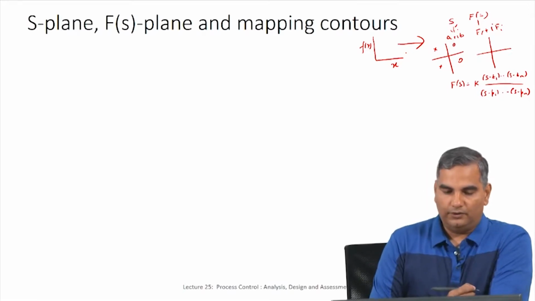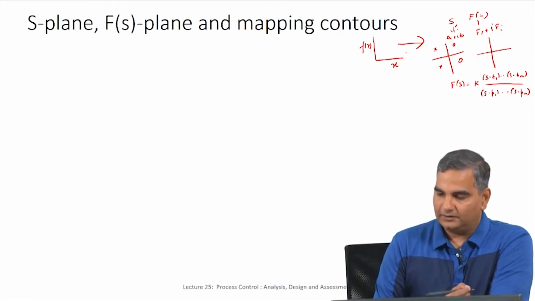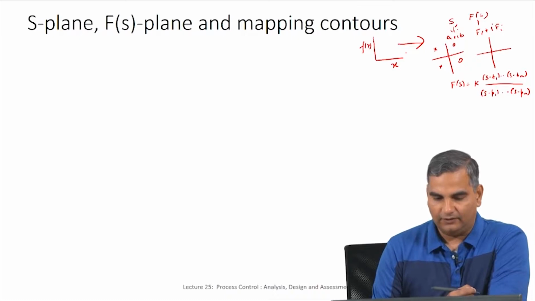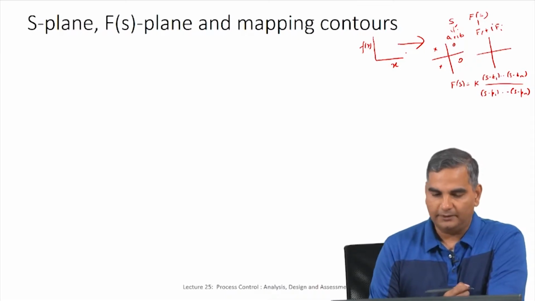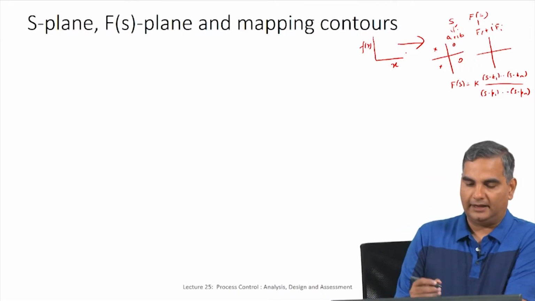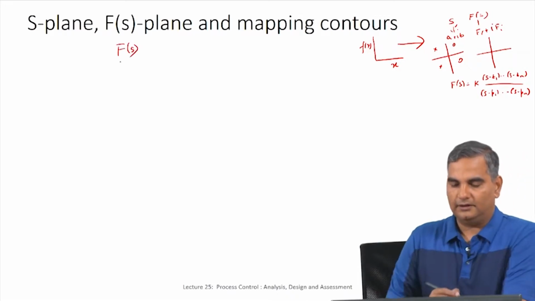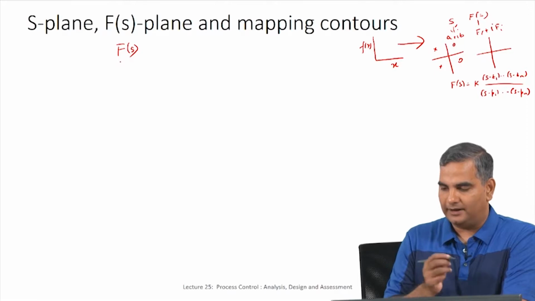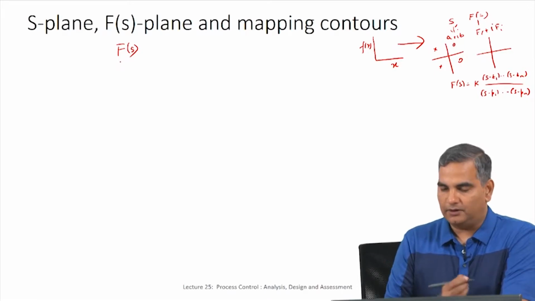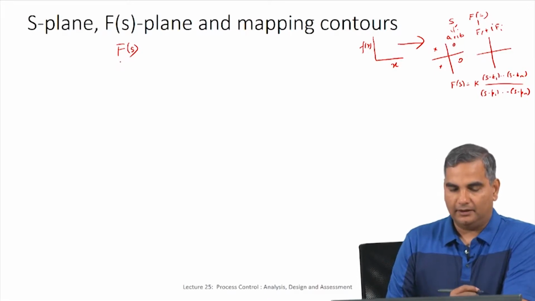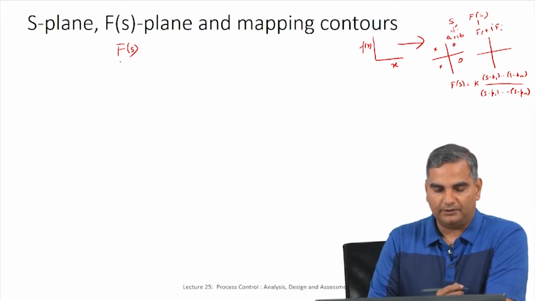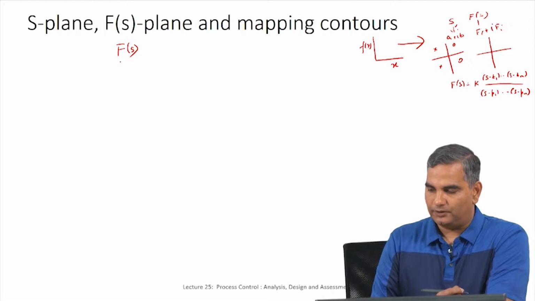Now, what we are going to do is look at some interesting ideas when we think about this s and f plane. So, let us assume that I have some f of s. I am not even going to write this in the pole zero form yet, but I am going to show you something called contour mapping, and then we will pick up on this idea and see how this is useful from a stability analysis point of view.